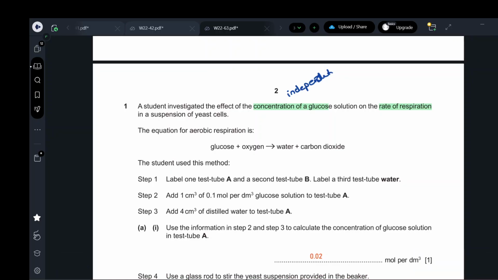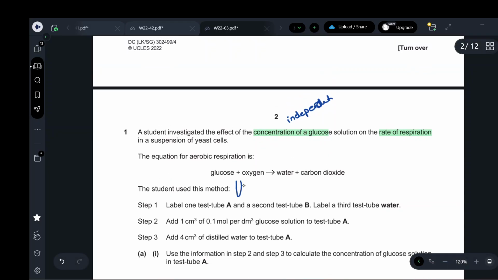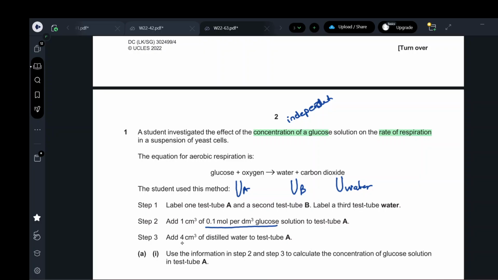The equation for aerobic respiration is glucose plus oxygen gives water and carbon dioxide. The student uses this method. Label one test tube A and another test tube B. The third test tube is water. Add 1 cubic centimeter of 0.1 mole glucose to A, and 4 cubic centimeter of distilled water to A.